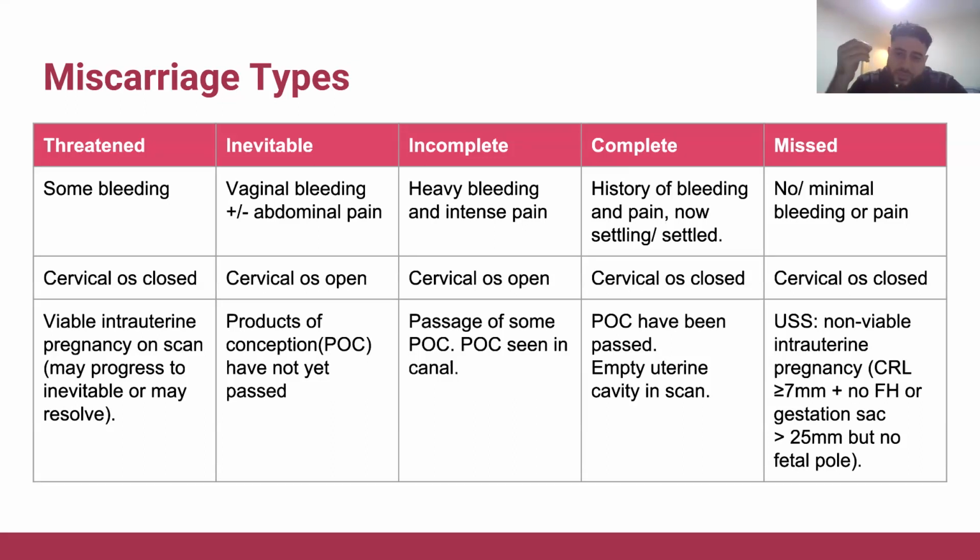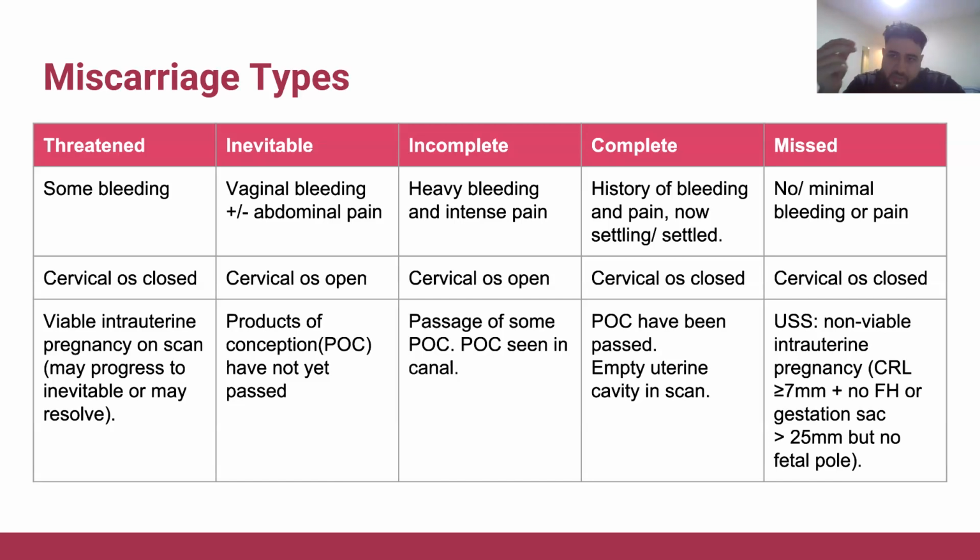And the cervical os will be closed and the uterus will be empty on a transvaginal ultrasound. So in effect, basically, the miscarriage has taken place. There are no products of conception within the uterus, and the cervical os is closed. So it's like the process is complete, right?